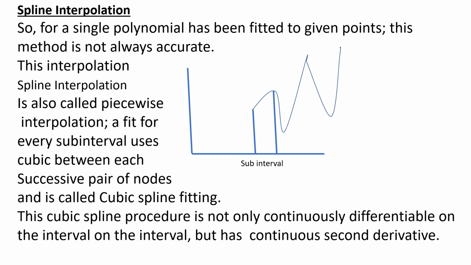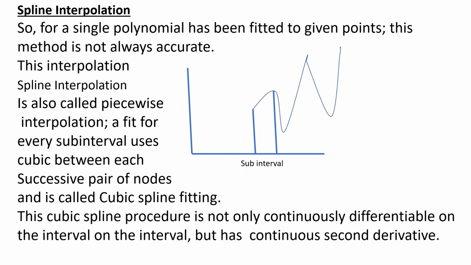Like this one, this one, this one, that will be done, and that will be cubic. Successive pairs of nodes, and this total is called cubic spline fitting. So what is the meaning, basically? In place of one polynomial for the whole curve, we will divide it into different parts, right? And then we will combine them together for a cubic spline fitting.